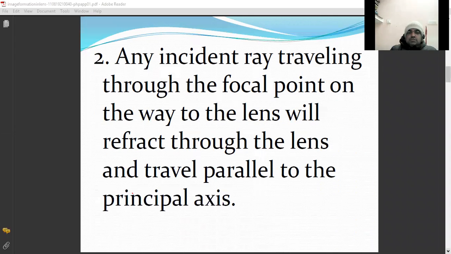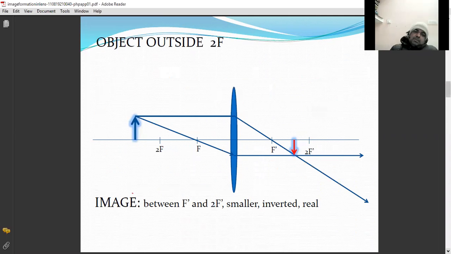I hope these two concepts are clear to you. You see this object outside 2F. This is the first condition for the formation of an image. The first principle we have studied is that any ray which is traveling parallel to the principal axis, remember it, whenever you draw, this is your object. Let me change the color here. This is the object. Now the ray will travel parallel to the principal axis.